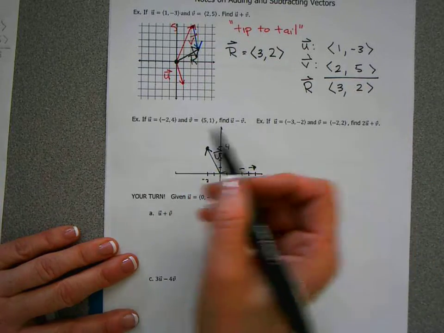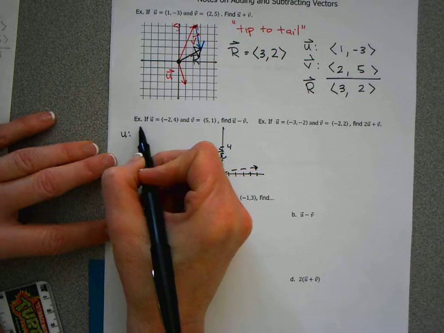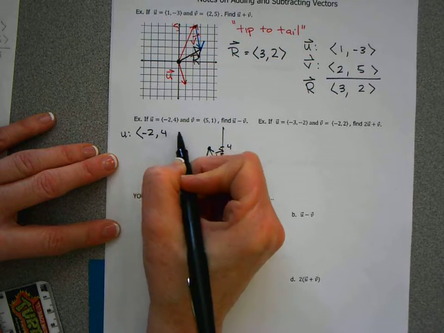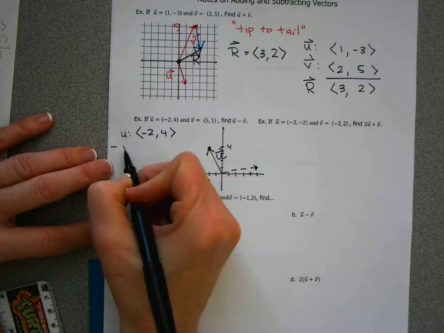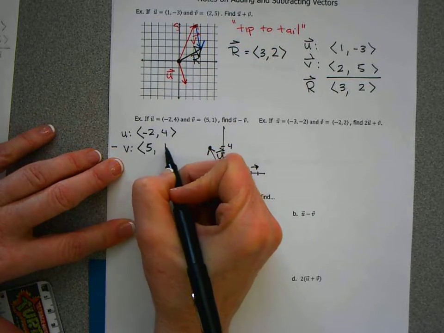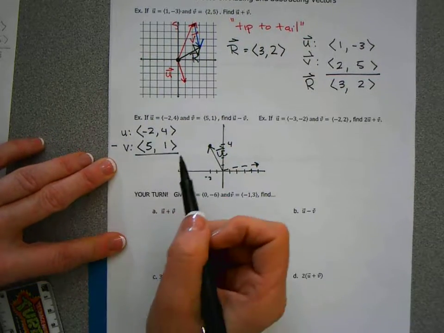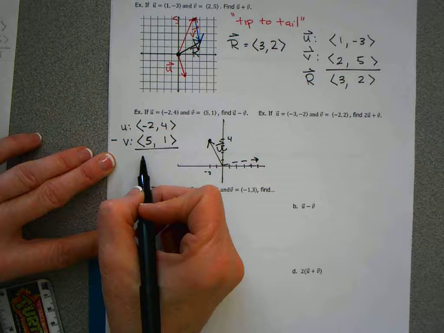Let's do it algebraically first and see where we get. So if I have u, and we get negative 2, 4, and I subtract v, what's going to happen? V is 5, 1. I'm going to get, subtract. We've got to be careful. Negative 2 minus 5 is negative 7.